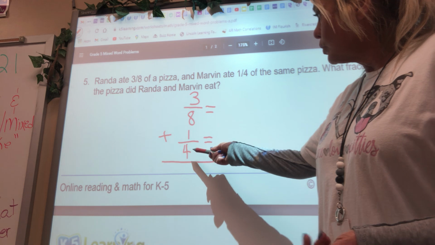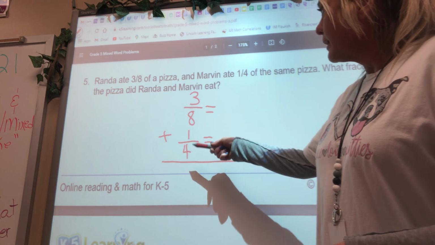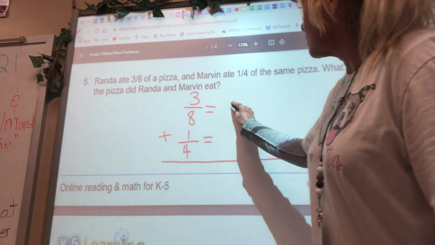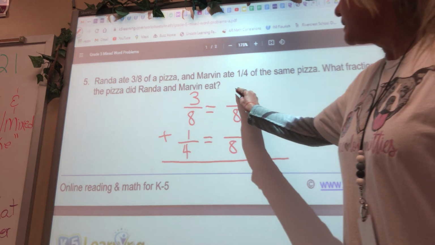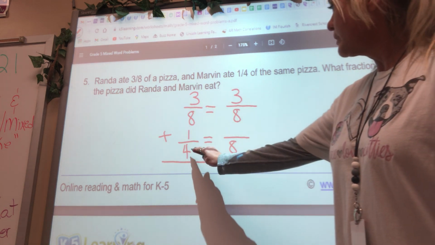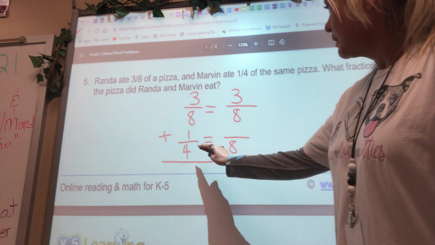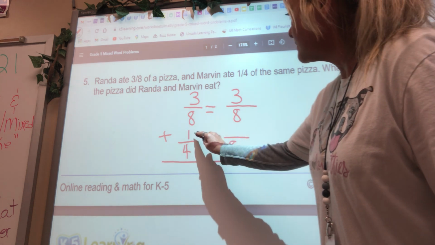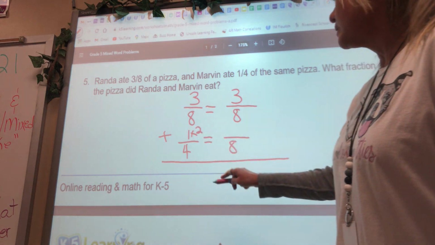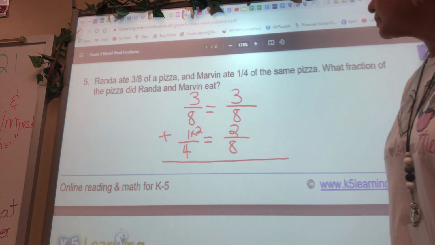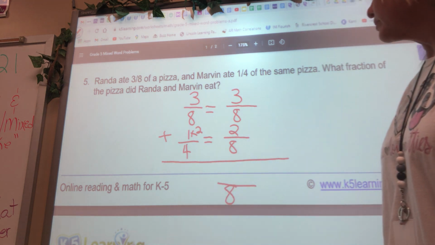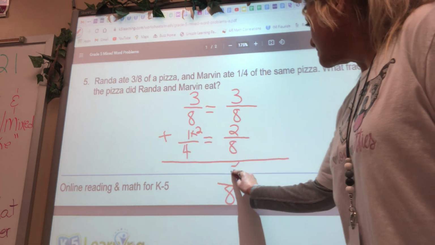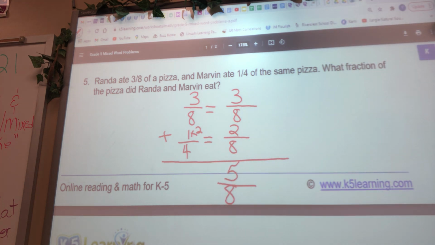So I'll look at the little one. Okay, 4 will go into 4, and 4 will also go into 8. So 8 is my common denominator. Okay, this one was already in 8s, so we'll keep that numerator. What would I have to do to 4 to get 8? I would have had to multiply that by 2 to get 8. And if I did that down there, I also have to do it up here. So 1 times 2 is 2. And now I can add because they have the same denominator. We keep that common denominator that we got. 3 plus 2 is 5. So altogether, Randa and Marvin ate 5/8 of the pizza.